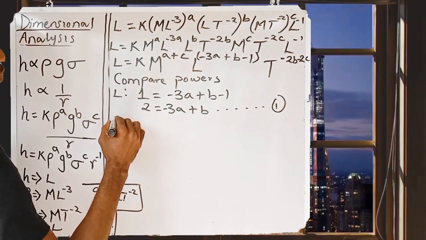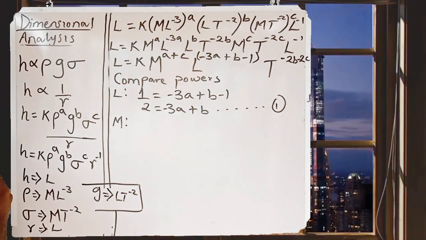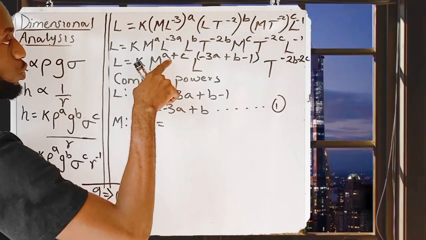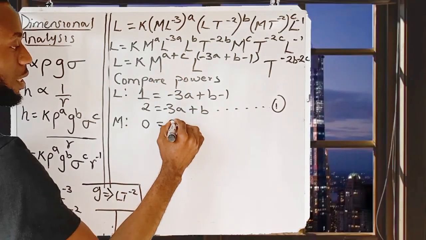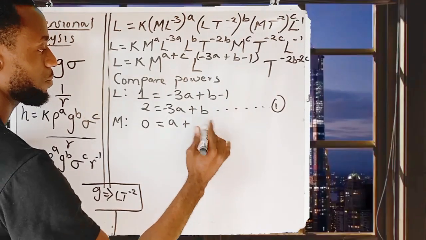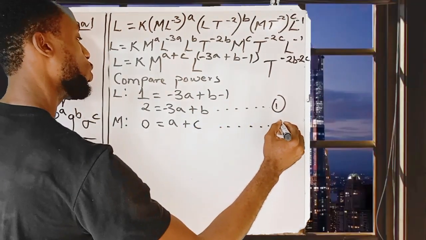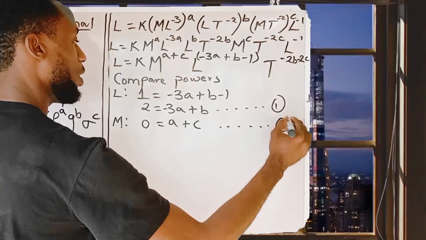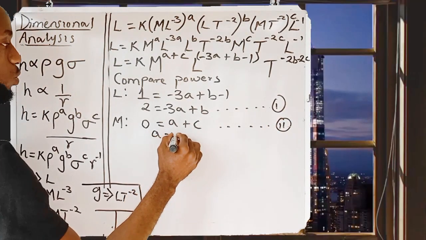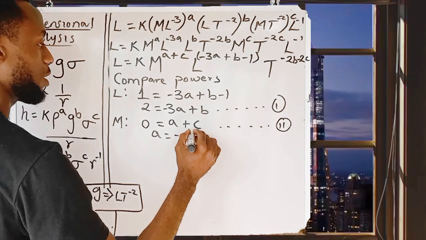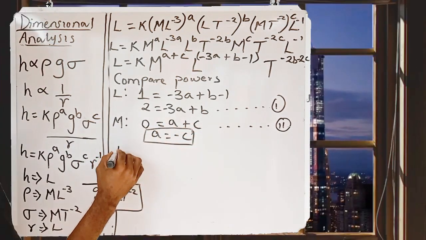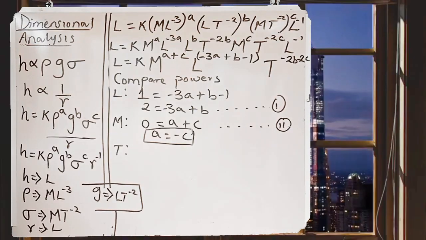Next, we move to the power on M. On the left hand side, we don't have any M, so that means 0 will be equal to what we have on the right, A plus C, right? A plus C. This becomes our equation number 2. In advance, let's immediately make A the subject of the formula here. So A is equal to minus C. Please, let's take note. You are going to know why soonest. And lastly, the powers on T.